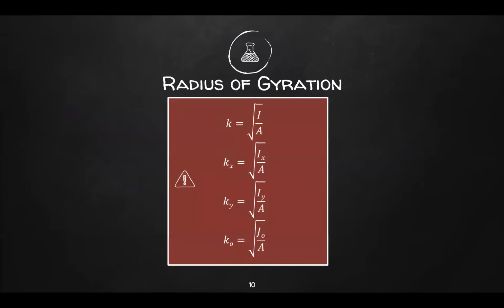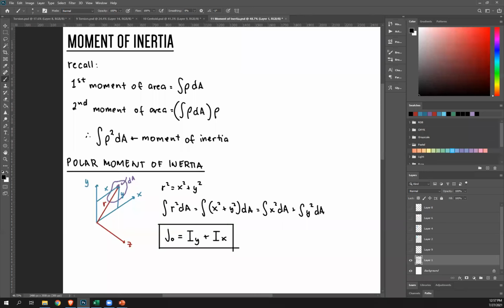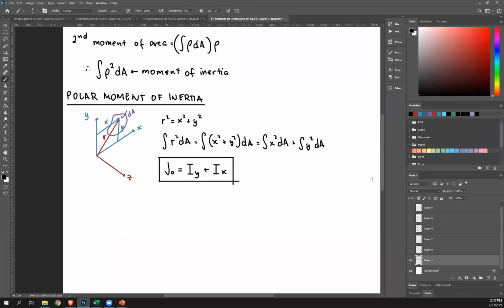So radius of gyration is denoted by k. This equation is square root of I over A. Again, I is moment of inertia. So radius of gyration about the x-axis is square root of I sub x over A. And then for y, it's square root of I sub y over A. And then about your pole O or z-axis, it's square root of J sub O over A. Now let me illustrate what the definition means.